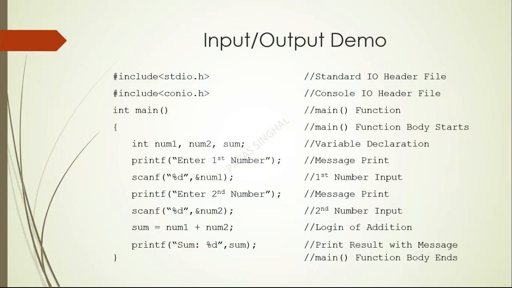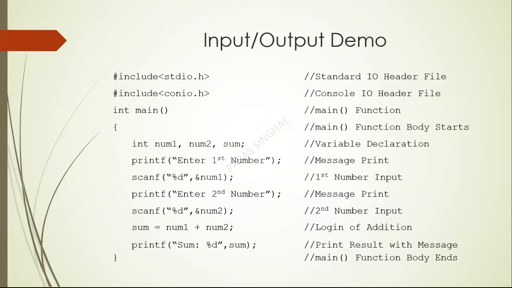I have declared three variables, num1, num2 and sum of data type integer. In the next line I am printing the statement which asks for the first number. Then I am taking the input in the variable num1. In the next line I have again printed the message for the second number, and in the next line I have asked for the input of the second number, which is stored in num2.